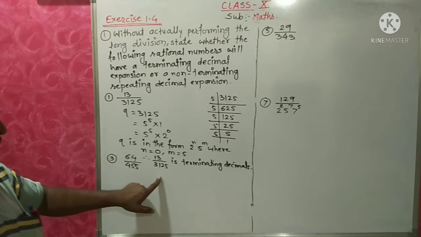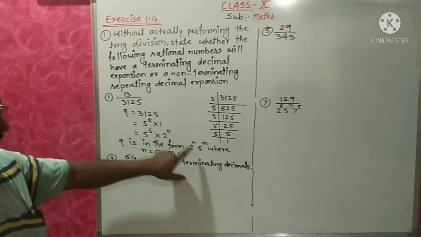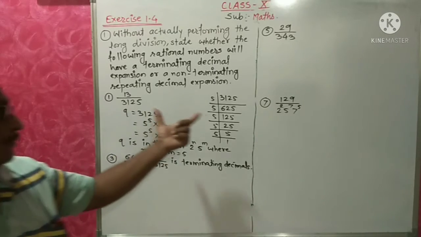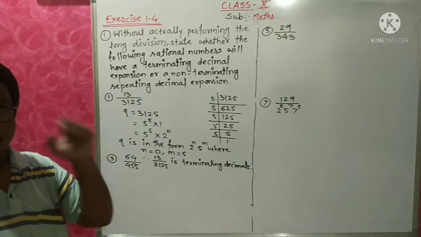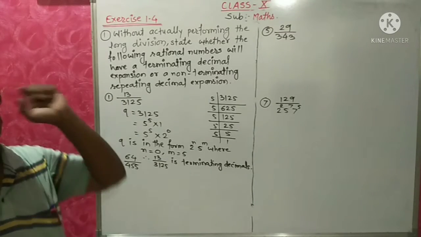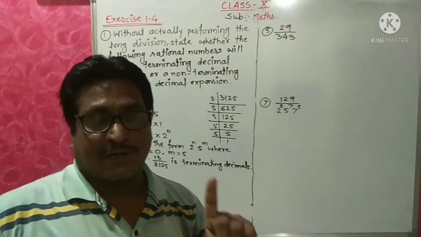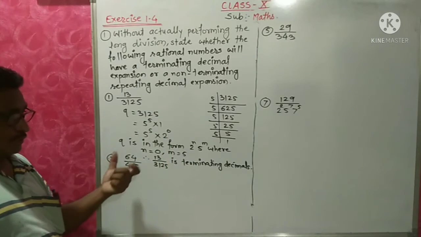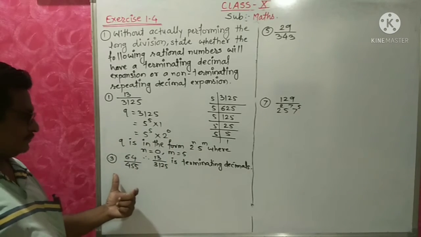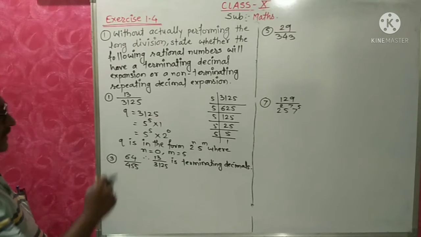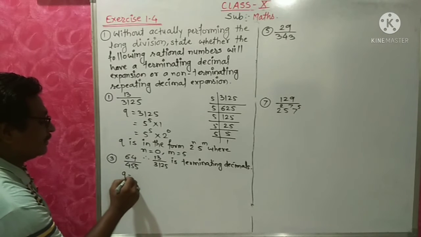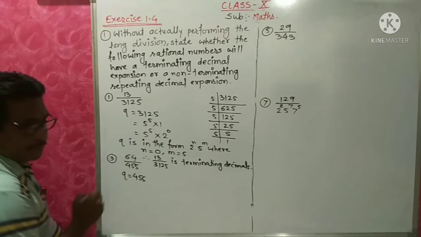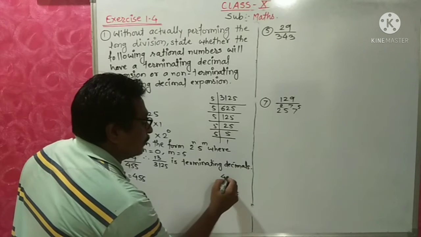Understood how to do? In this way we have to decide without performing long division, by using the points which we studied in the revisiting of rational numbers. Now we will go on to the second example. What is that? 64 by 455. So here Q equals 455. Find the factors of 455.